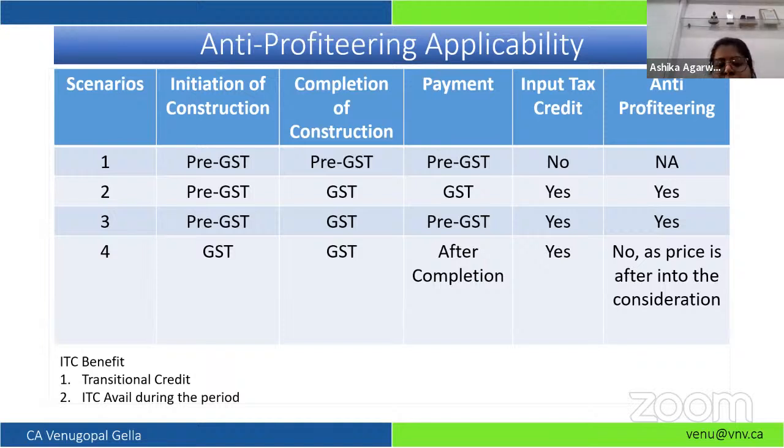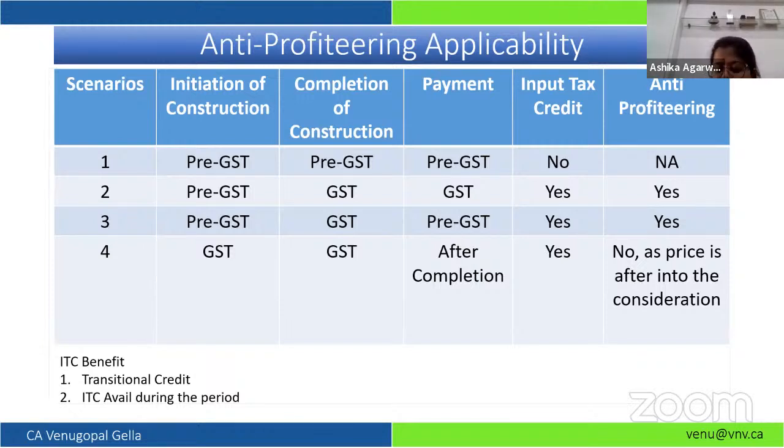Fourth scenario, where everything happened in GST, means construction also happened in GST, and the project also got completed in GST. But in this case, your buyer has made the payment after completion. Obviously, in this case also, you have availed the ITC. But the thing is that as the project started in the GST regime, you yourself were aware of the fact that you are eligible for ITC.